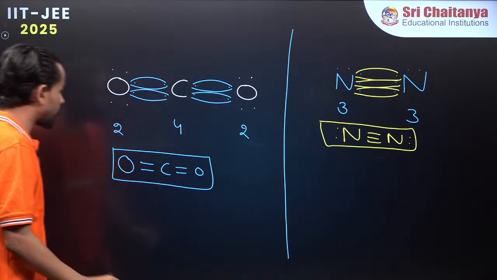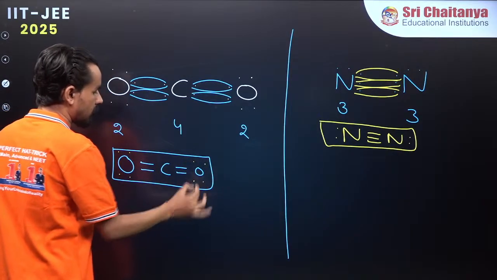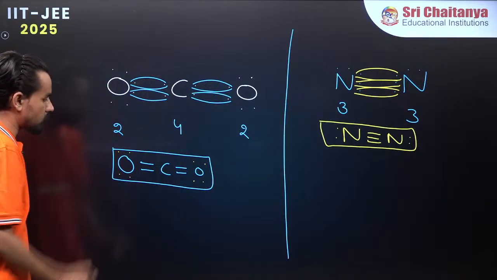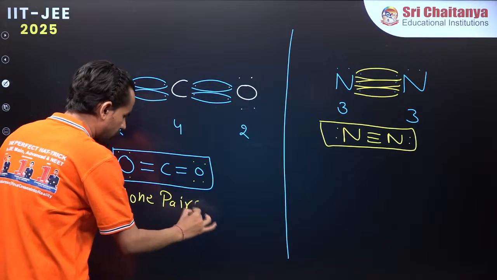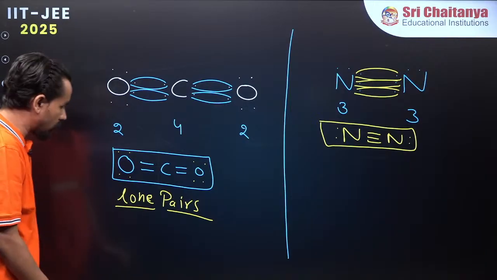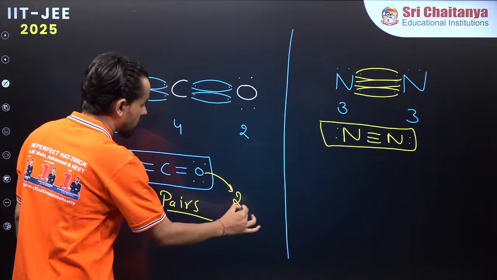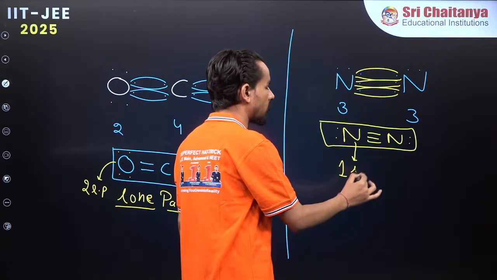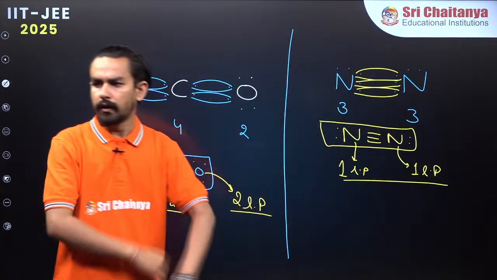Now let me tell you one more thing, there are some pairs of electrons that are left, like here 2 pairs are there, here 2 pairs are there. Those pairs of electrons which are left after bond formation are known as lone pairs. Lone pairs, that means those pairs of electrons which are alone, which have no bond to form. So this oxygen has 2 lone pairs and this oxygen also has 2 lone pairs. Similarly, this nitrogen has 1 lone pair and this nitrogen also has 1 lone pair.